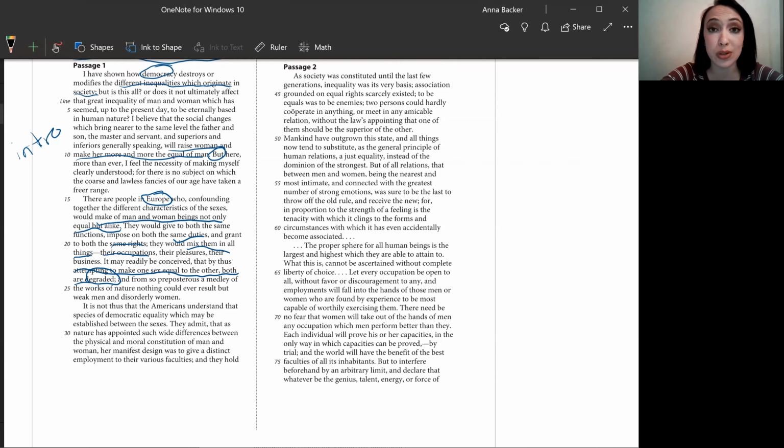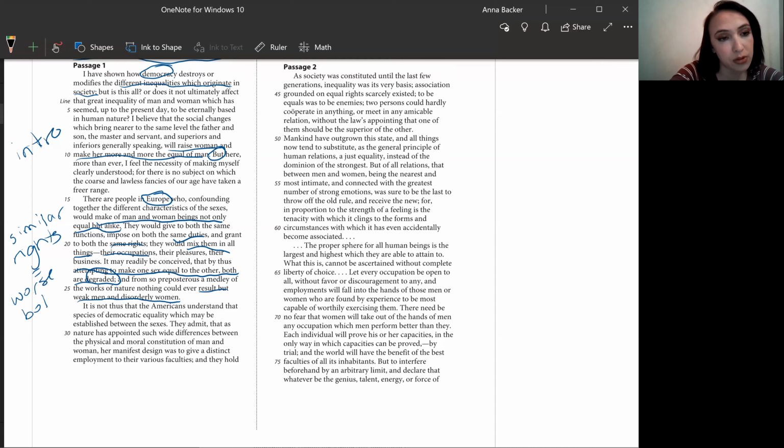We may not know what this word degraded means, but if we keep reading, we can see that it would result in weak men and disorderly women. So degraded means making them worse, like lowering their value. So the main idea for this paragraph, I would say something like similar rights makes them both worse. And I write similar rights equals worse both.